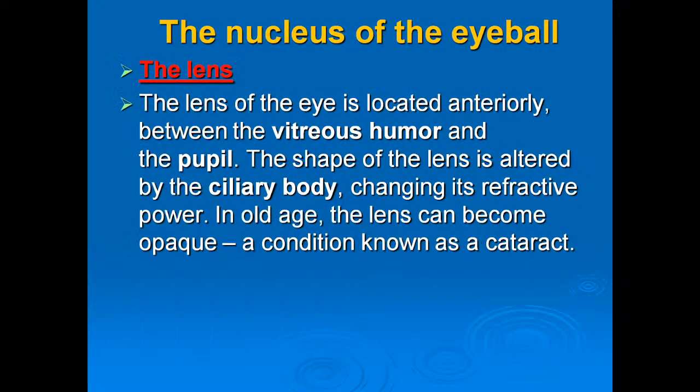Next structure of the eyeball, the nucleus. The nucleus of the eyeball includes the lens. The lens of the eye is located anteriorly between the vitreous humor and the pupil. The shape of the lens is altered by the ciliary body, changing its refractive power. In old age, the lens can become opaque, a condition known as a cataract.